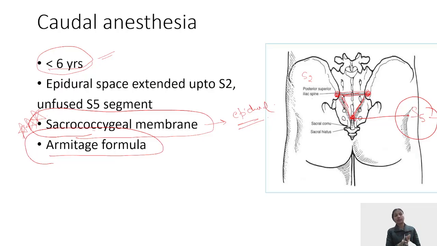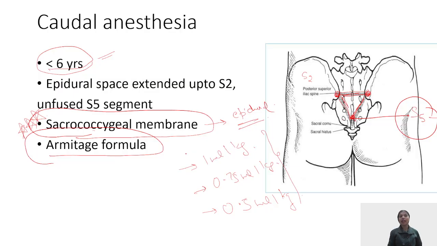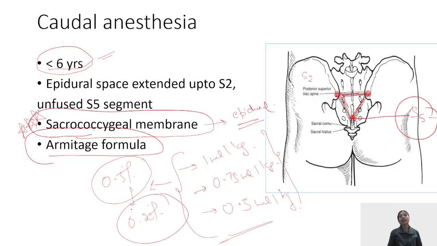The Armitage formula is followed when we are calculating the dose of the caudal anesthesia. If we want the block only till the lower limbs, it is 0.5 ml per kg. If we want the block on the lower abdomen, it is 0.75 ml per kg. And if we want it till the thorax, then 1 to 1.5 ml per kg. This is the Armitage formula. Done. And the concentration will depend upon what kind of block you need. If you are using pure, it means you need anesthesia. And if you are decreasing the concentration to half, it means you need only analgesia.